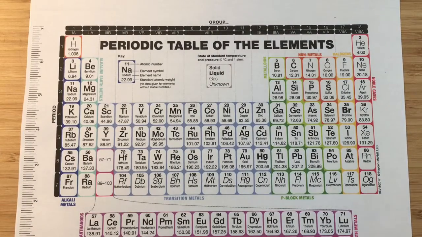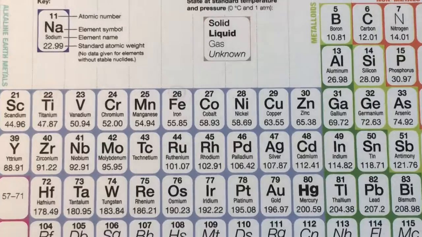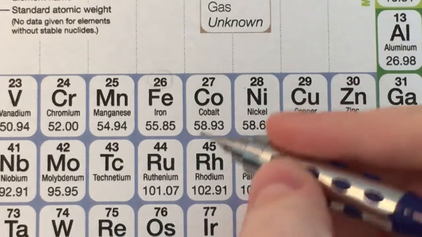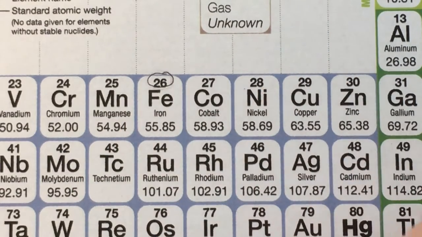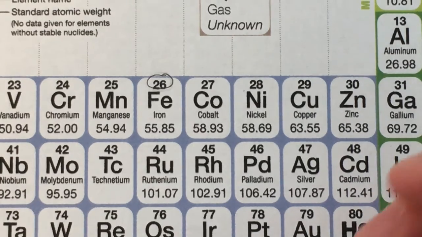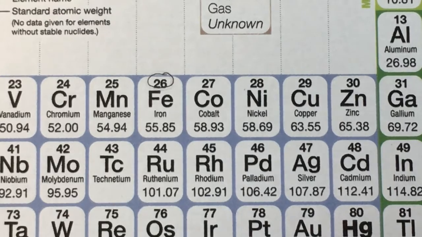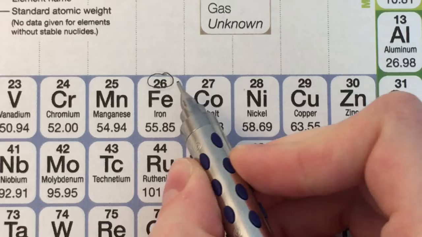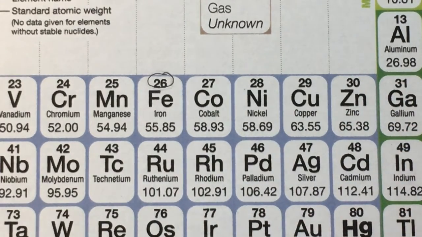Okay, so now let's look at the individual boxes. Each box is a different element, obviously. So I'll zoom in and let's look at iron. This biggest number right here is the atomic number, and that tells us how many protons are in that element. And typically for a neutral element that's not an ion or an isotope, there are equal amounts of protons and electrons. So since we see that this has 26 protons, we can figure that there are 26 electrons as well.